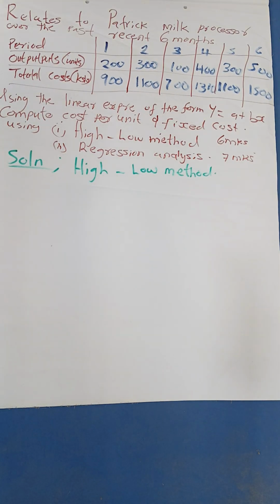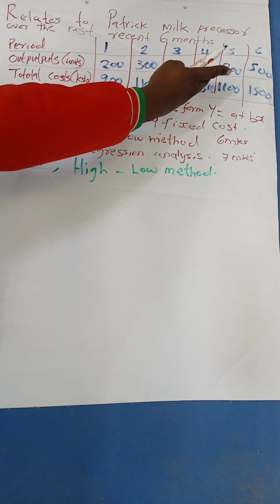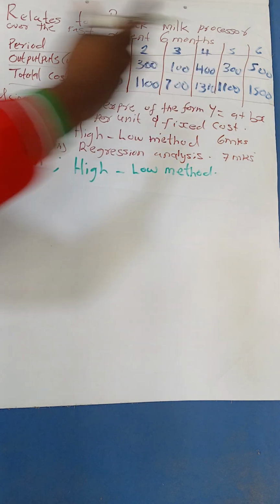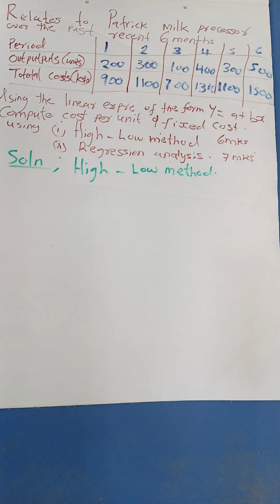High-low method. Good. So in the high-low method, we will just involve using the periods with the highest and the lowest output. So we look at the periods with the highest output and the lowest output. Also in the cost, we look at the highest cost and the lowest cost. So that's why it's called the high-low method.